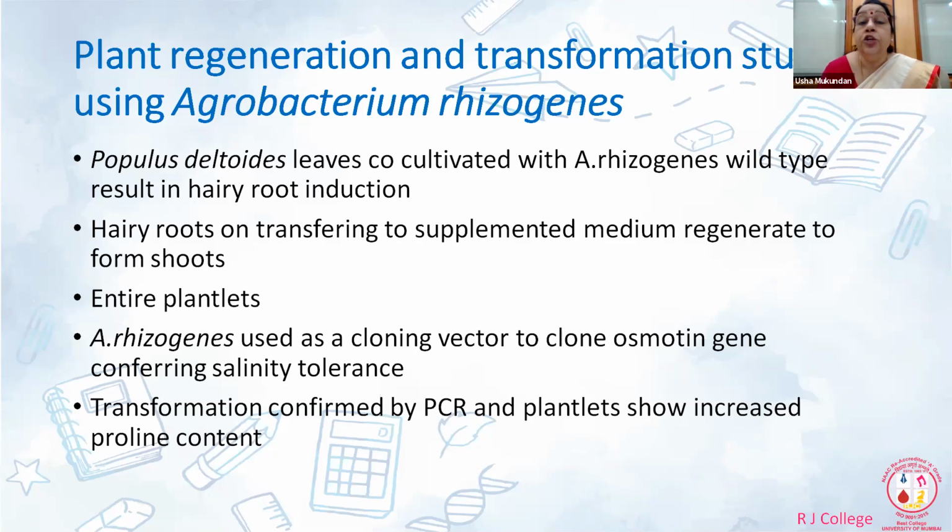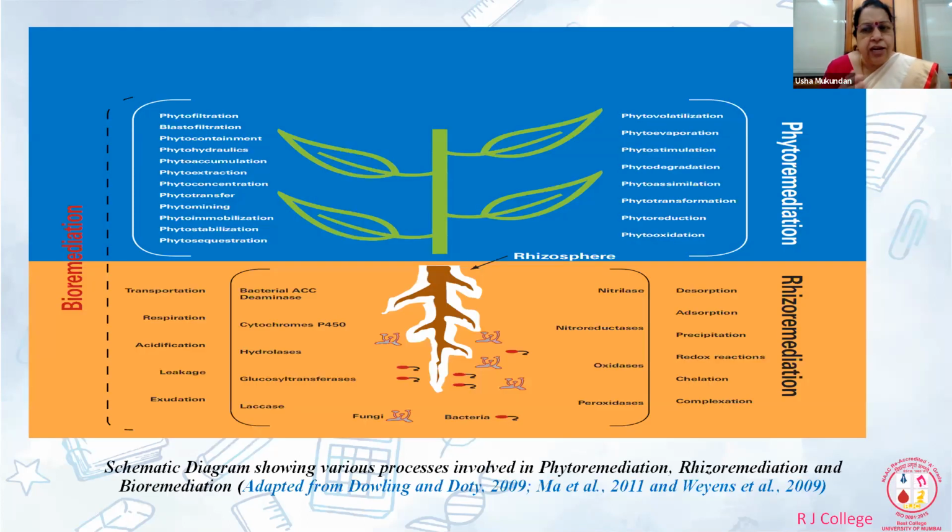And then you confirm transformation by using PCR, and then you measure the proline content. However, to take them to field, you require special permission. You can grow them only in confined area because it is genetically modified. Now we come to almost the last part, that how you can do what is known as rhizoremediation. So what does it mean?